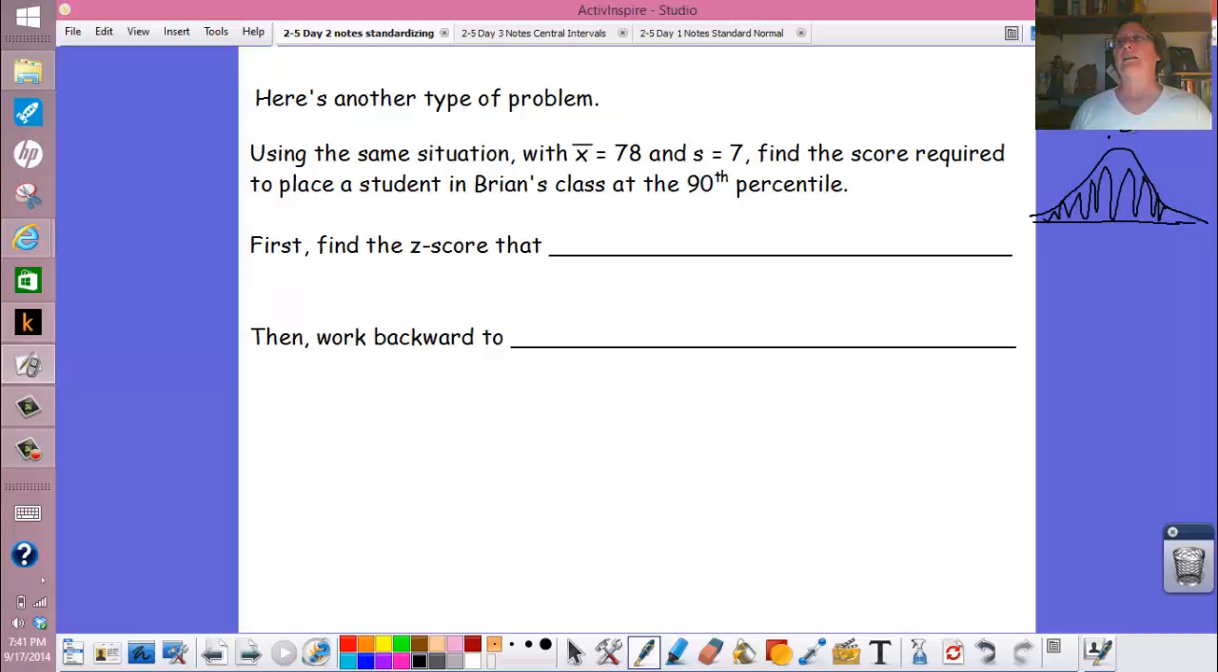So this time we know the probability. This is 0.9. What we want to know is the z-score. So this is a work backward problem. We've got to find the z-score that traps 90% of the data under it, 90% of the probability below it, and then work backward to turn that z-score into a data value.